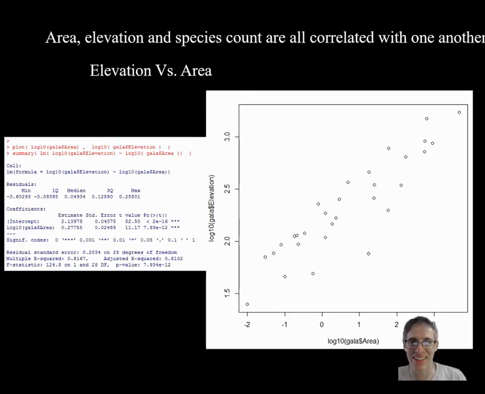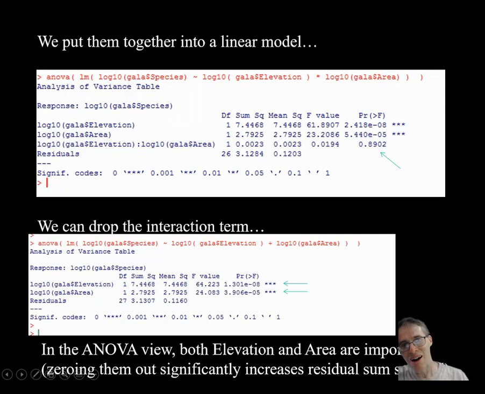Moreover, because these three are correlated with each other, so area, elevation, and species are all going up with each other, if I just do area versus elevation, that is also statistically significant at 7.9 times 10 to the minus 12. So I can put all these together in a linear model, right? So if I do species equals elevation plus area, there doesn't seem to be an interaction term by the ANOVA. Both elevation and area come out as significant in the ANOVA, right? And so we can drop the interaction term.